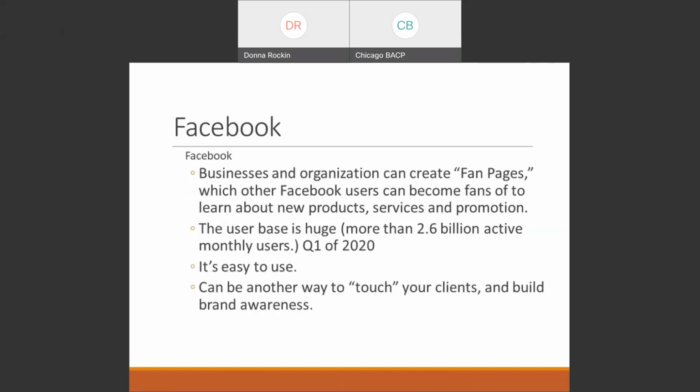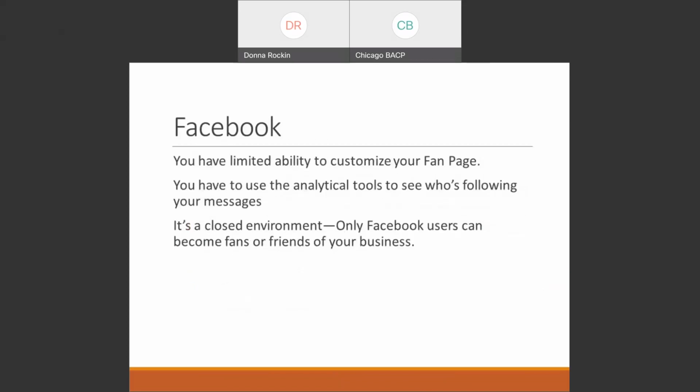Facebook, I just looked it up. It's 2.7 billion as of August 21st of this year. So you create fan pages. You can't have that much interaction, but you can touch a lot of clients and keep your brand top of mind. Since I was called so late this morning, I didn't have time to update this slide to 2.7 billion. On Facebook, you have limited ability to customize your page. They have analytical tools to see who's seeing your messages, but it's a closed environment. So people like me who don't really use Facebook, yes, I have an account, but I never use it. I'm not seeing the messages.